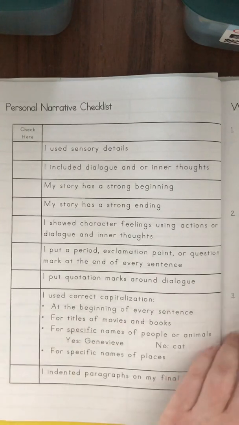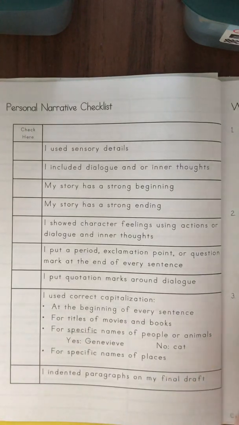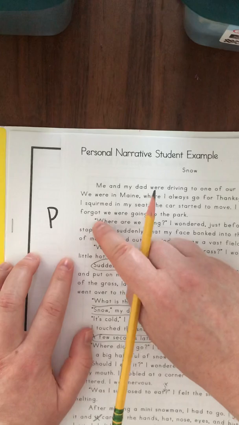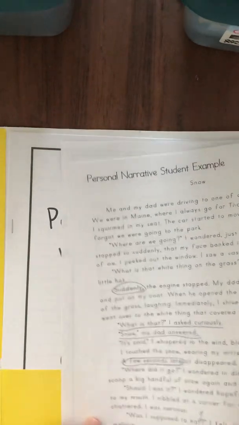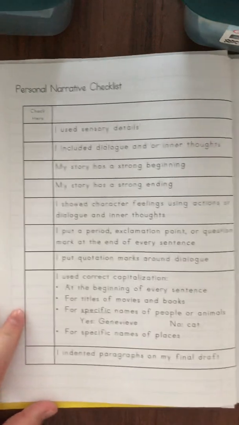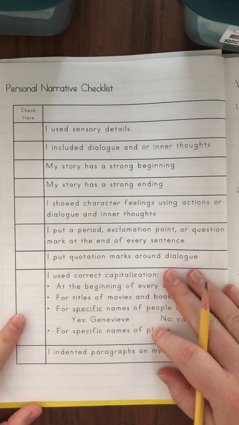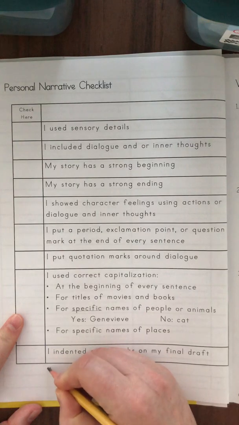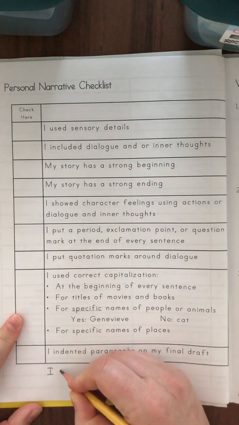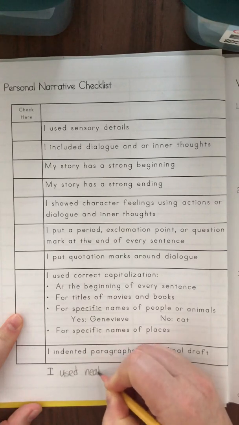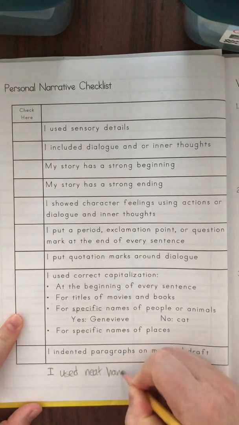And that means, I'll show you an example of indenting. Here, the writer puts the line in a little bit like this. But I did have something missing on here. Good personal narratives should also have neat handwriting. So I'm going to write on here, at the bottom, I'd like you to all add this. I used neat handwriting.